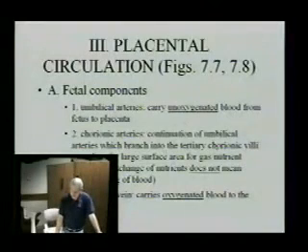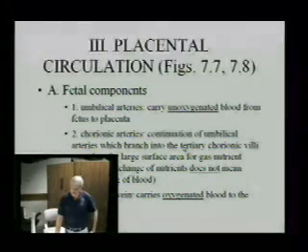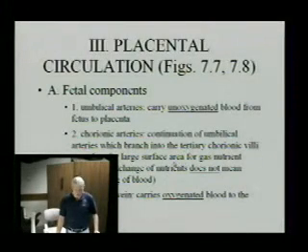So the umbilical arteries will branch into smaller and smaller vessels until they encounter the tertiary chorionic villi, and this is how they provide this large surface area to perform their function.